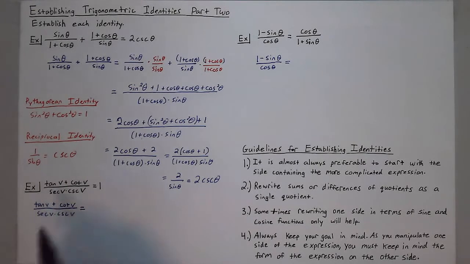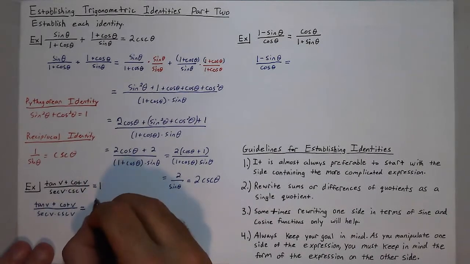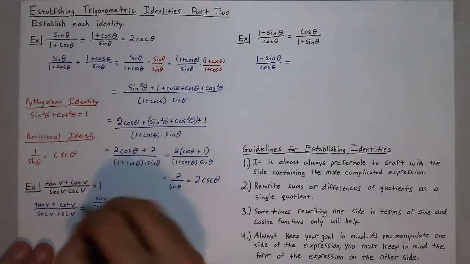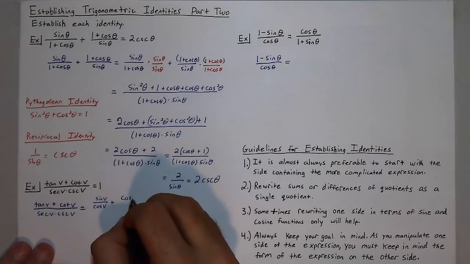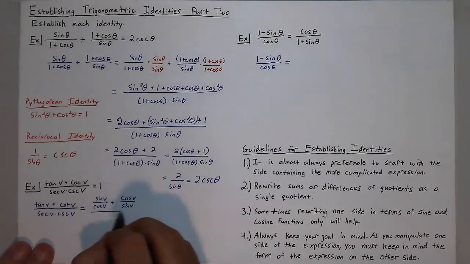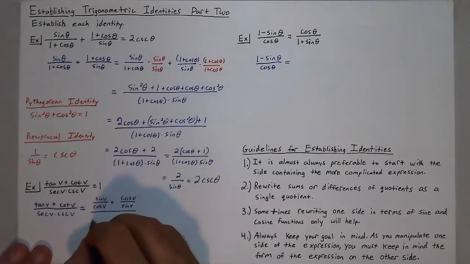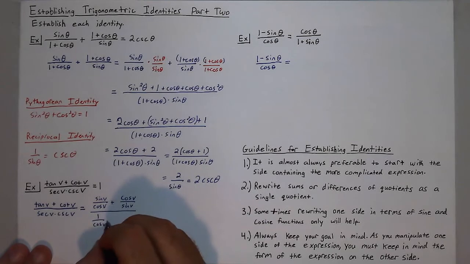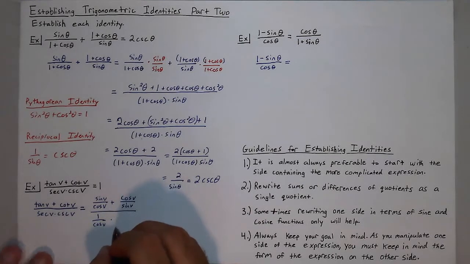Now again, I have lots of different trig functions here. So another great strategy is to convert everything into sines and cosines. So I know that tangent of v is sine of v over cosine of v. Cotangent of v is cosine of v over sine of v all over 1 over cosine v times 1 over sine v.